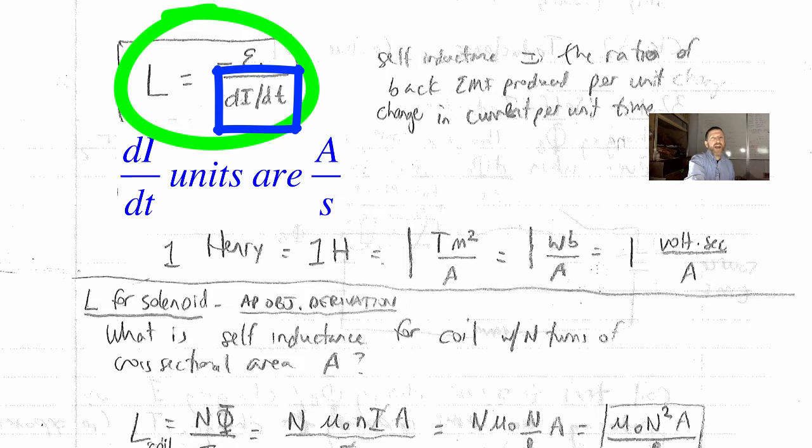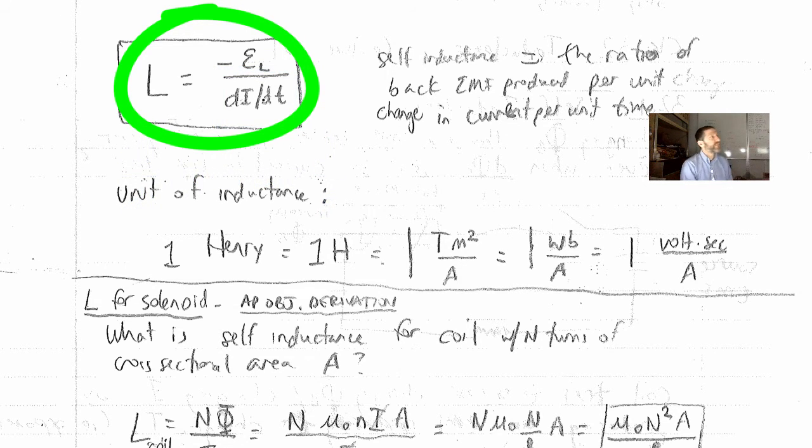So you tell me this. If you get 10 volts of back EMF, if the current is changing at a rate of 2 amperes per second, what kind of inductance would do that? Give you a back EMF of 10 volts as long as the current is changing at a rate of 2 amperes per second. What's the numerical value of the inductance? 5, but what are the units?